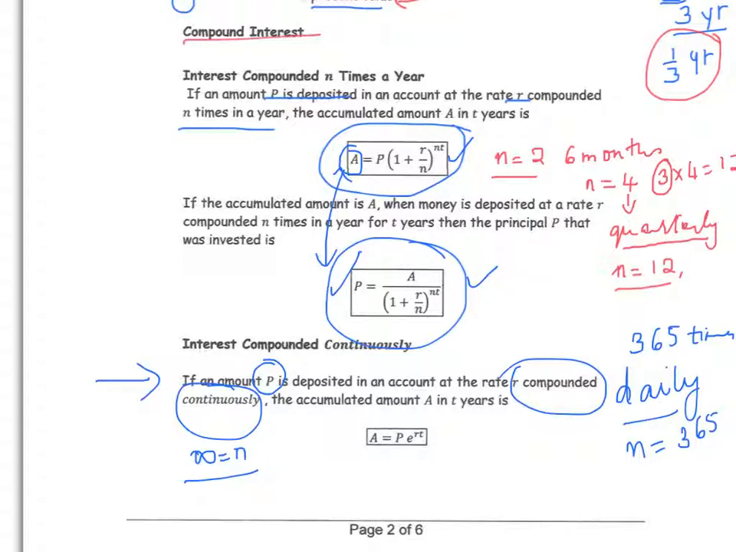It's not once a year, it's not twice a year, it's not 365 times a year, which is daily compounding. It is continuously. It's infinitely many times a year. Then the formula is A equals P e to the RT. E is an irrational number. You can do the calculations using your calculator.